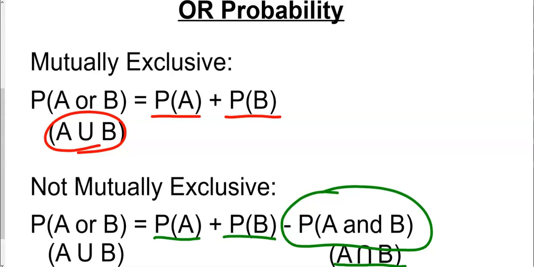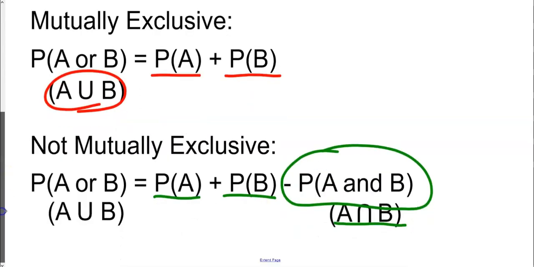So that's the one thing you have to worry about with OR probabilities. Before you attack the problem, you have to know what kind of problem you're dealing with. Is it mutually exclusive or is it not mutually exclusive? Because there are 2 different formulas that you have to run.